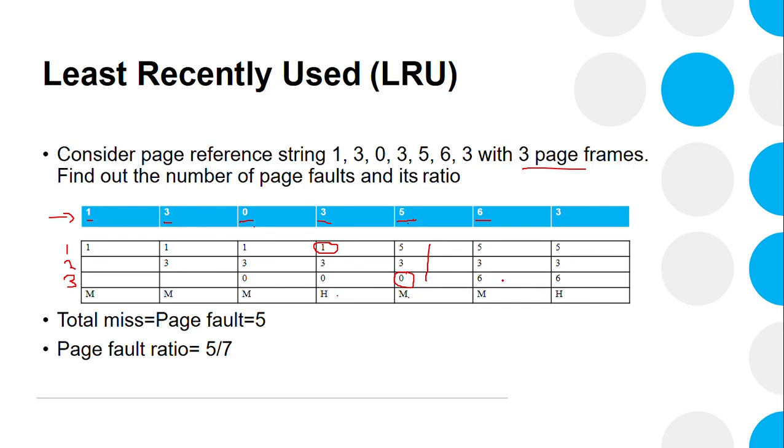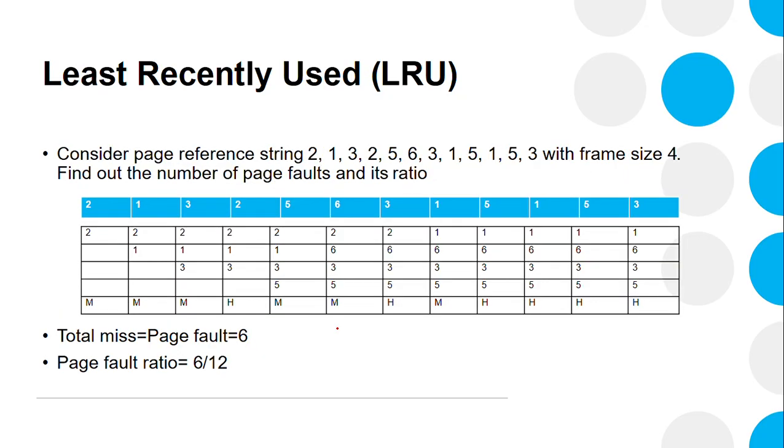Next number is 3. You can see 3 is already present in the memory, so we don't have to add it again. That is a hit. So the total number of misses in this example is 5, and the total number of strings is 7. That's why the page fault ratio is 5 by 7.